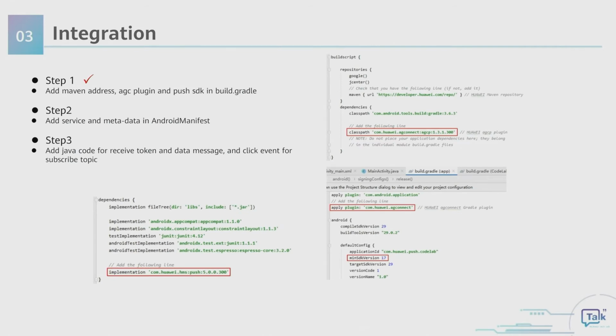Next, we'll configure our build settings. First, we'll add the HUAWEI plugin in the root level build.gradle. Next, we'll go to the app level build.gradle, apply the HUAWEI plugin, make sure the minimum SDK version is at least 17, and then add the PushKit dependency.